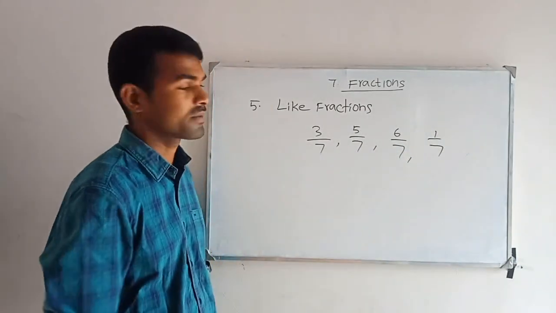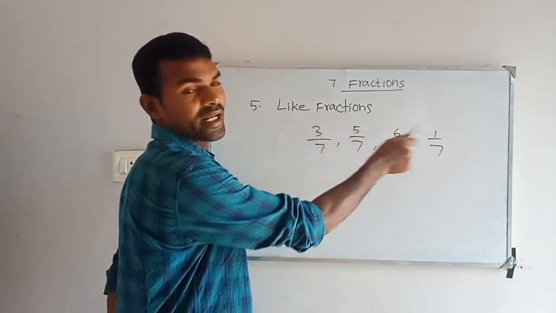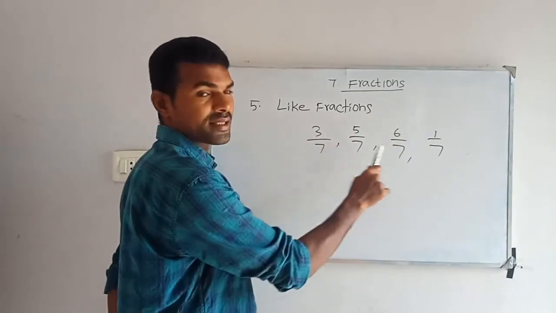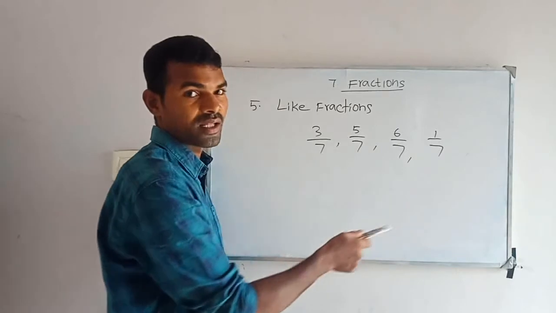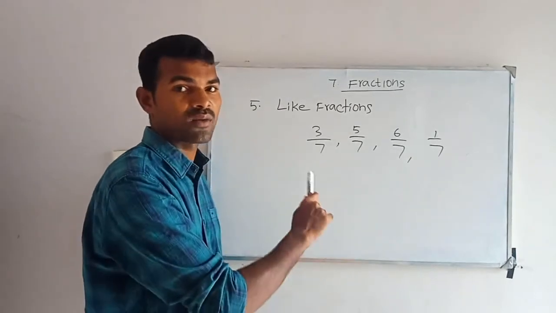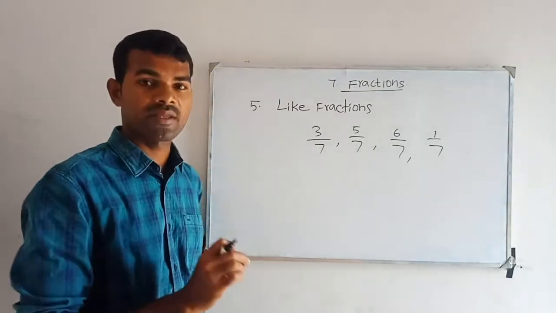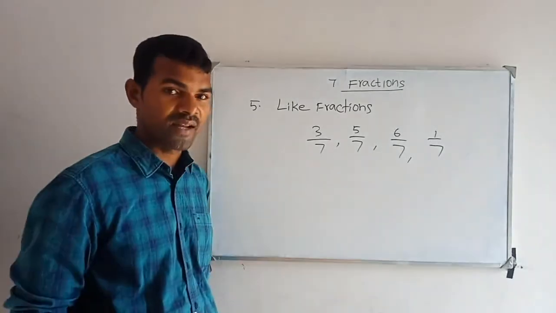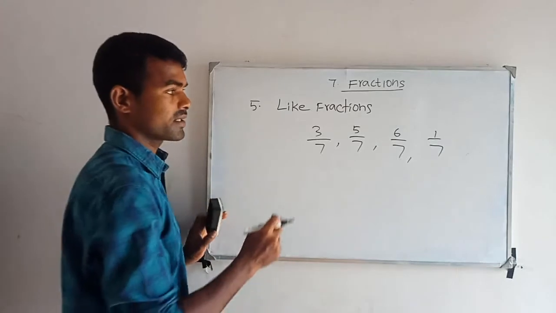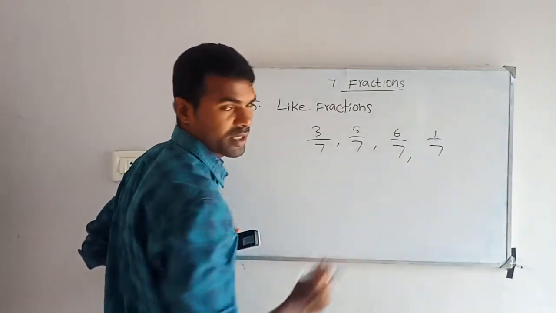The denominators are not different numbers, but the numerator can be any number. If it is 7, all are 7. If it is 11, all are 11. Whatever the number, the denominators are all the same. That is a like fraction: it has the same denominator.